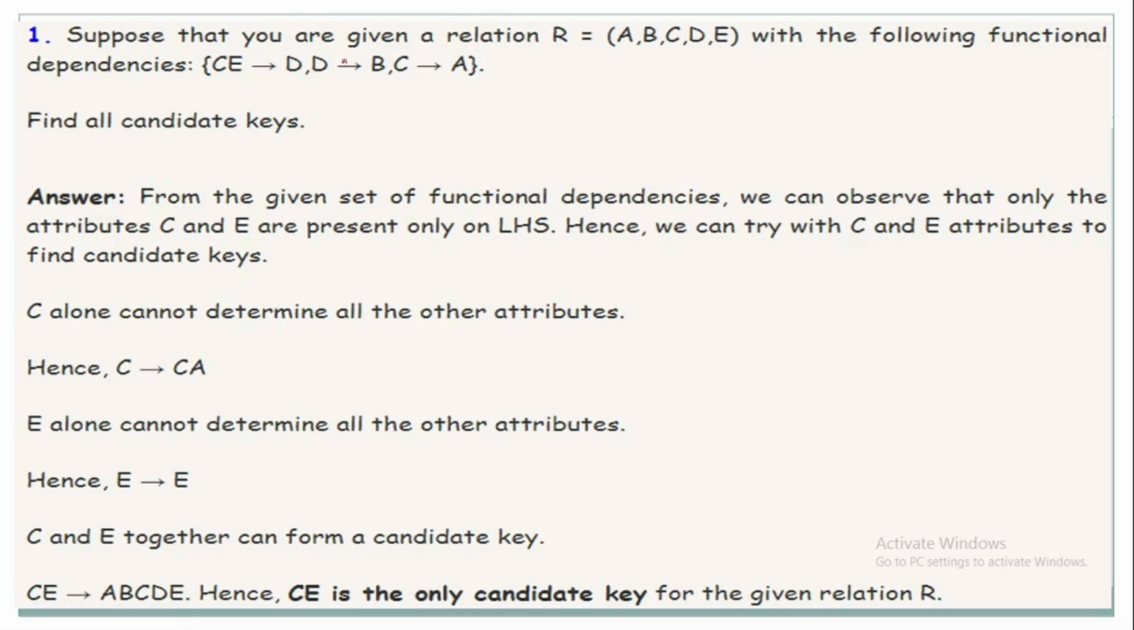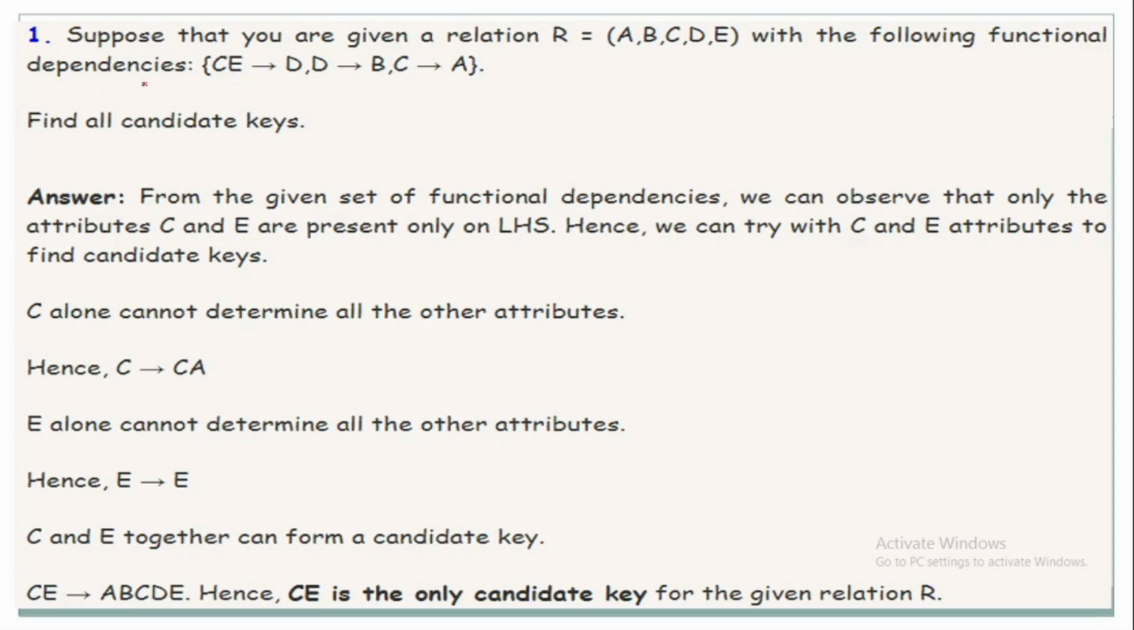Suppose that you are given a relation R. R is a table name, and we have got attributes A, B, C, D, E with the following functional dependencies. So we have got three functional dependencies: C, E determines D, D determines B, and C determines A. Find all the candidate keys.